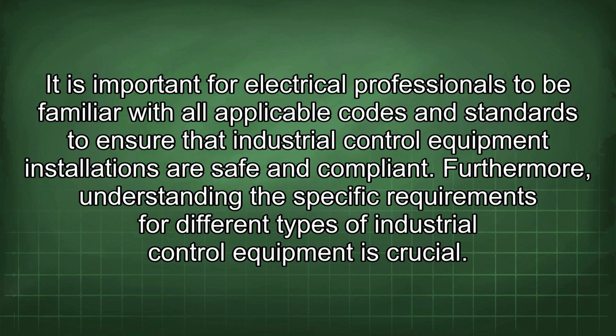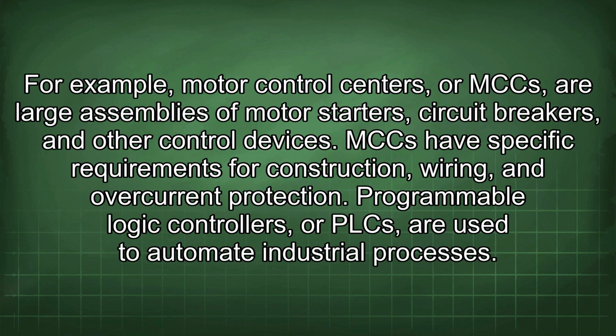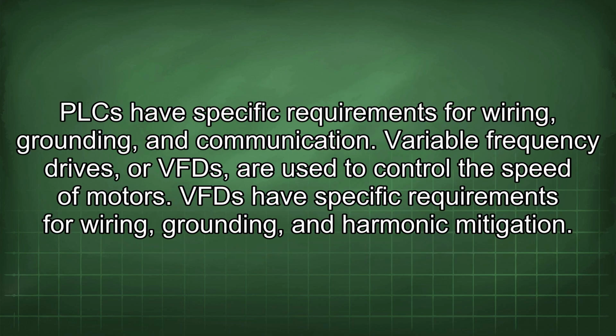Furthermore, understanding the specific requirements for different types of industrial control equipment is crucial. For example, motor control centers, or MCCs, are large assemblies of motor starters, circuit breakers, and other control devices. MCCs have specific requirements for construction, wiring, and overcurrent protection. Programmable logic controllers, or PLCs, are used to automate industrial processes. PLCs have specific requirements for wiring, grounding, and communication. Variable frequency drives, or VFDs, are used to control the speed of motors. VFDs have specific requirements for wiring, grounding, and harmonic mitigation.